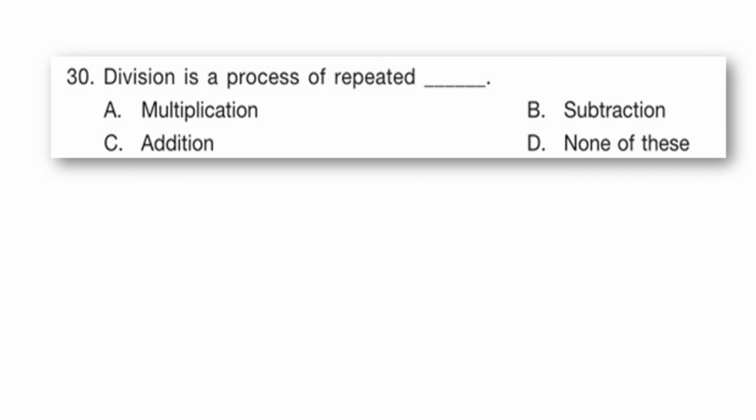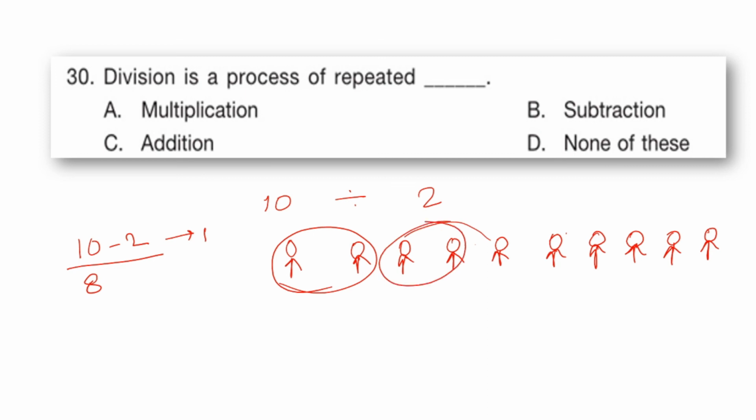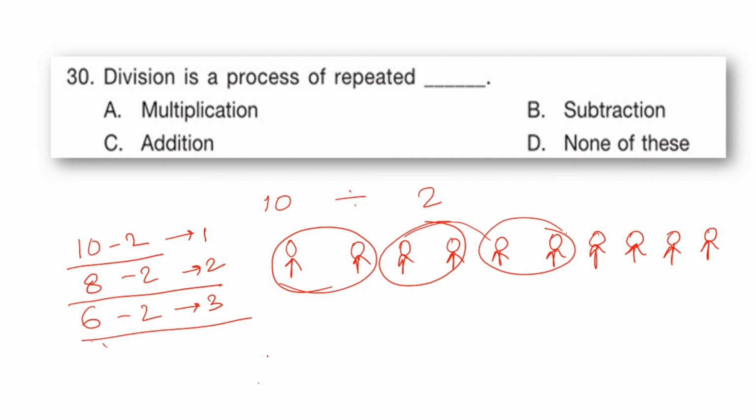Now, whenever we are given a number, say 10 divided by 2, what do we do? We have 10 pieces here. Let me make 10 pieces. 10 divided by 2 means I make groups of 2. So, 10 minus 2. Once I have subtracted 2, I am left with 8. Then again I do 8 minus 2. This is the second time I'm subtracting 2. I'm left with 6. Again, I do 6 minus 2. I'm subtracting the third time. I'm left with 4.